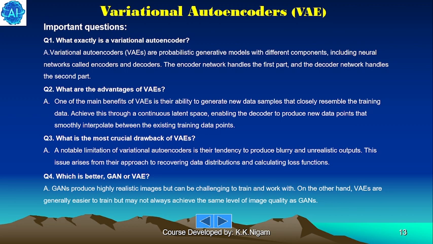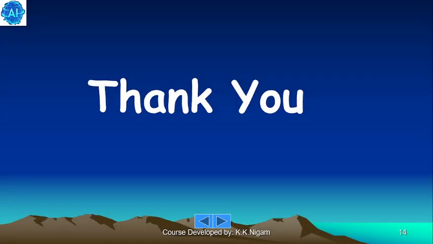What is the most crucial drawback of VAEs? A notable limitation of variational autoencoders is their tendency to produce blurry and unrealistic outputs. This issue arises from their approach to recovering data distribution and calculating loss functions. Which is better, GAN or VAE? GANs produce highly realistic images but can be challenging to train and work with. On the other hand, VAEs are generally easier to train but may not always achieve the same level of image quality as GANs. Thank you.